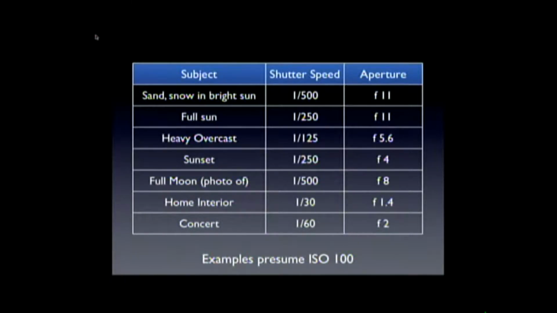But as we start going into lower light situations like a concert, the interior of a home, or taking pictures of kids hanging out at a dinner party or something like that, you want to slow your shutter speed down or open up the aperture a little bit more to let more light in.